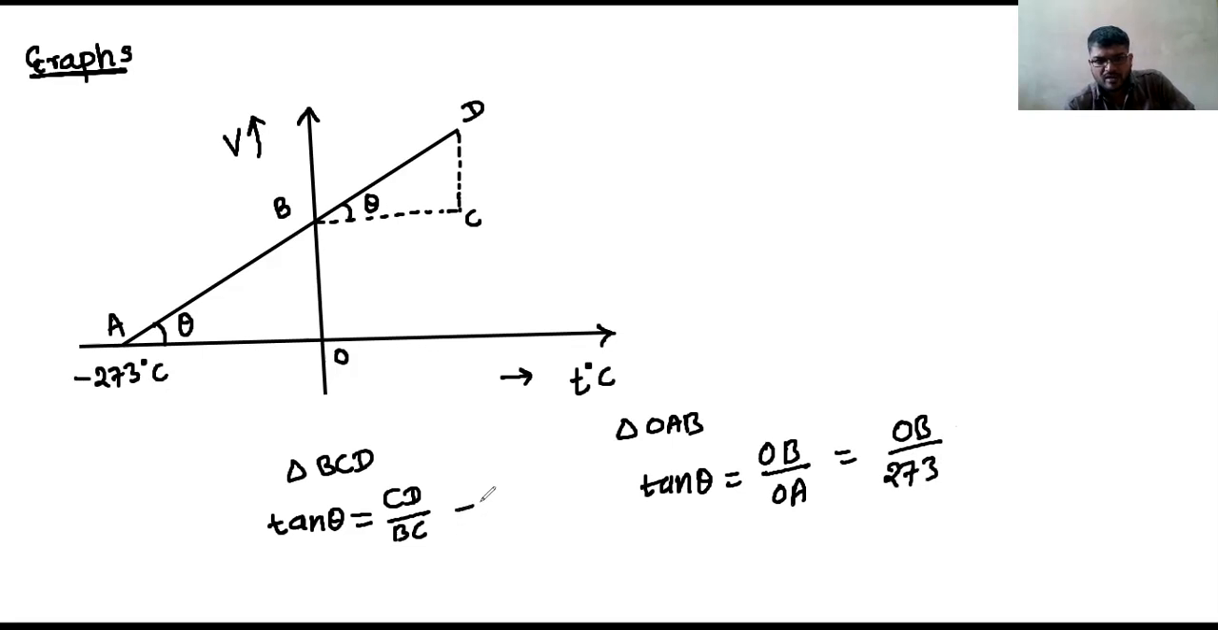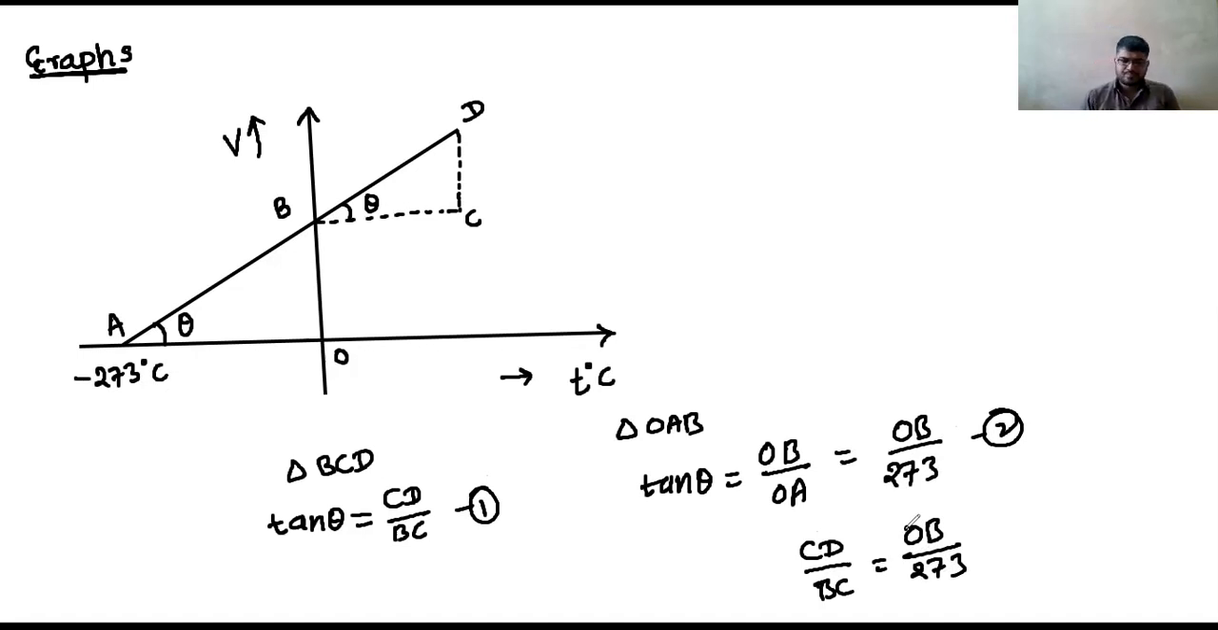273. So if I take this as equation 1 and this as equation number 2, you can equate these two. What is that? CD by DC is equal to OB by 273. Any two things given, you can find the third one from this formula. Is that clear? This is graph 1, the volume versus temperature graph. If the graph is like this, they are clear. Note down.